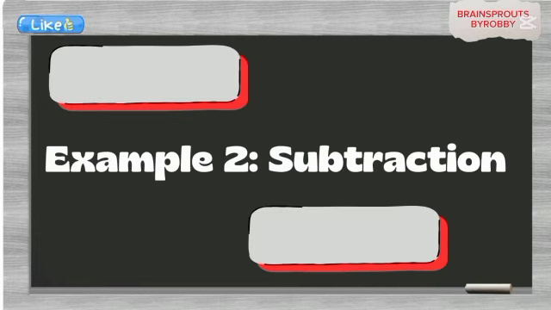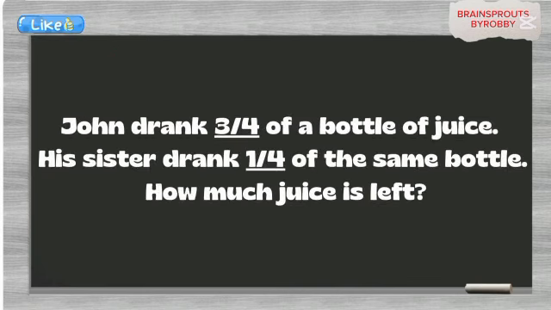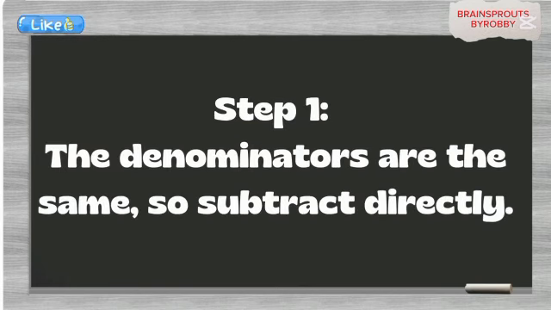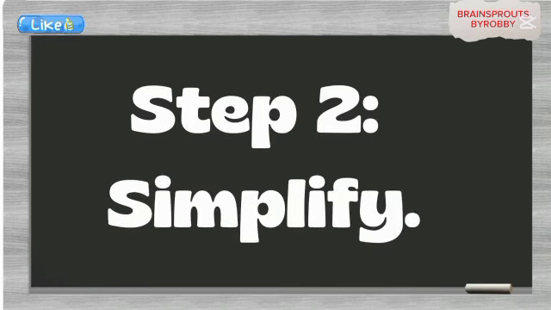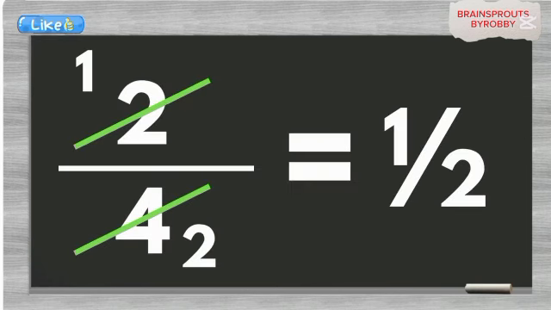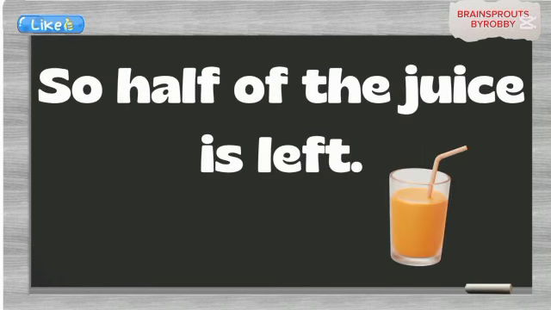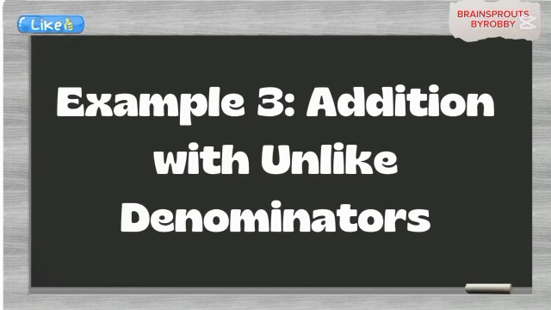Example 2. Subtraction. John drank 3/4 of a bottle of juice. His sister drank 1/4 of the same bottle. How much juice is left? Step 1. The denominators are the same, so subtract directly. 3/4 minus 1/4 equals 2/4. Step 2. Simplify. 2/4 equals 1/2. So half of the juice is left.